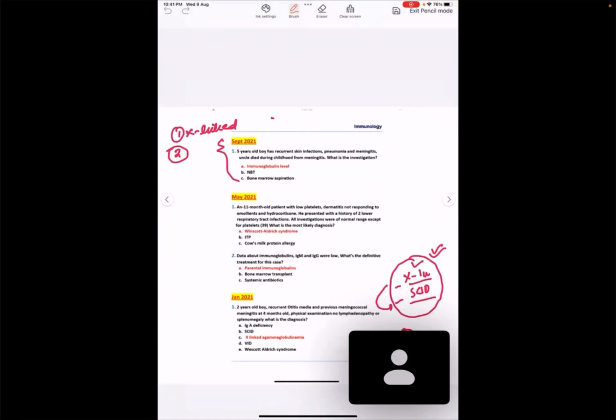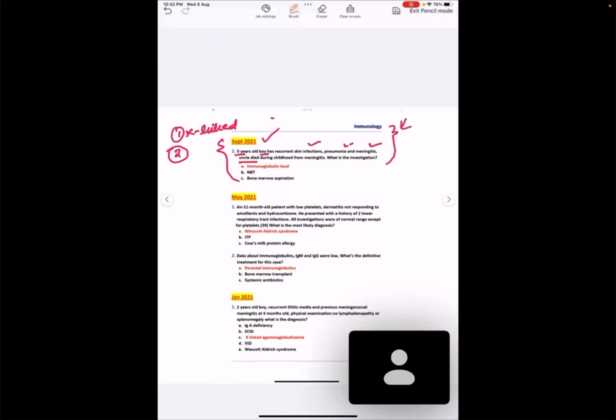Dr. Kuranga, we have discussed this question number one, right? That was immune deficiency. I gave you the approach, how to diagnose, how you will approach for solving these recalls. I have not discussed the immune deficiency types, what is D type, what is C type, and what are others. Okay, so this is a 5-year-old boy with a history of recurrent skin infection, pneumonia, and meningitis, and his uncle died during childhood from meningitis. What is the investigation? First of all, we have to make our diagnosis.